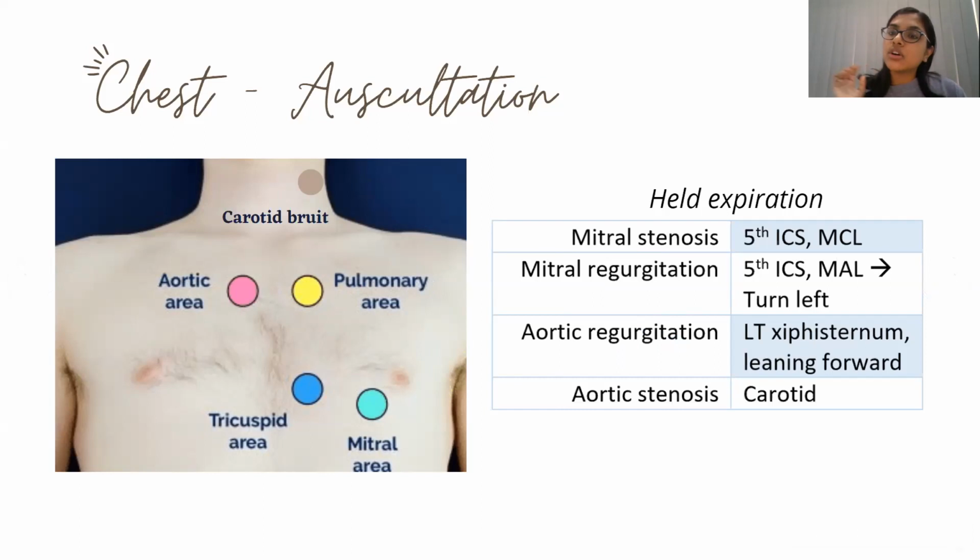And finally, for aortic stenosis, you want to place it on the neck near the carotids. Ask the patient to hold their breath in expiration, and you should be able to hear a murmur. Finally, for carotid bruit, you just want to ask the patient to hold their breath in inspiration, and you will hear the bruit.